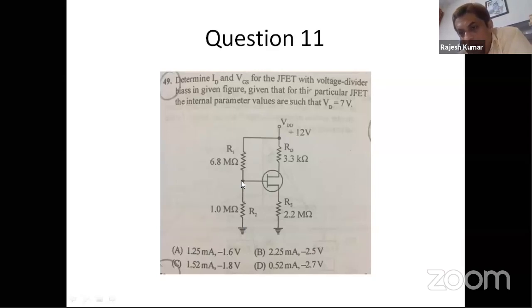If you are going to use a voltage divider network, its output is given by R2 over R1 plus R2 into VIN. Whenever you use a voltage divider network, just keep in mind that the resistance that is connected to the ground is always kept in the numerator. So ultimately it is R2 over R1 plus R2 into VIN. Now we have to find the value of ID and VGS.